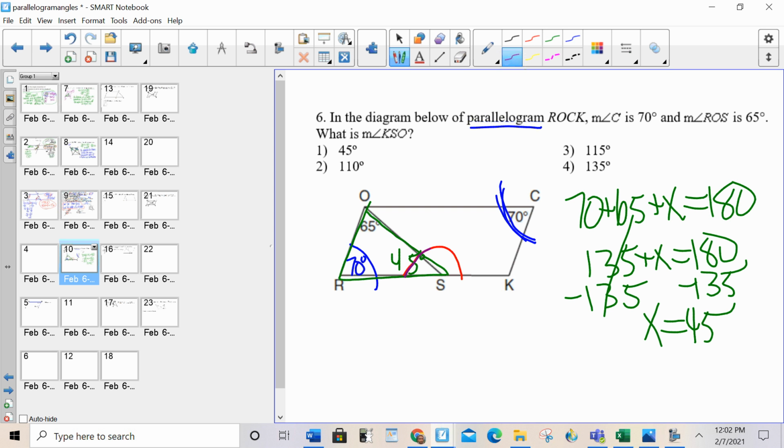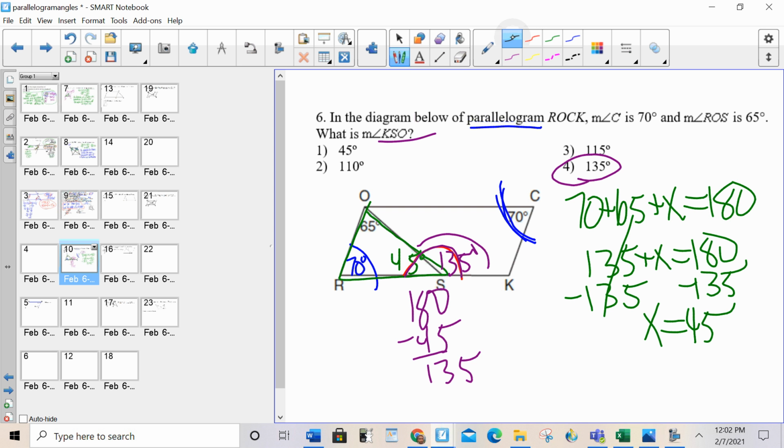Now, back to that linear pair. Whenever I have a linear pair, once I have one angle, I can subtract from 180 to find the other one. It's asking for angle KSO. That's what I just found, 135. Something else you could have done, if you remember the exterior angle theorem, the exterior angle is equal to the sum of the two non-adjacent interior angles. You could have done that.